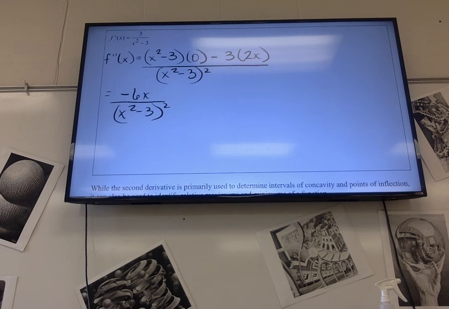And now we want to find our possible points of inflection. So they occur when this is either equal to 0 or where it's undefined. It equals 0 when the top equals 0, so that's when x is 0, or when the bottom equals 0, that's when it would be undefined.